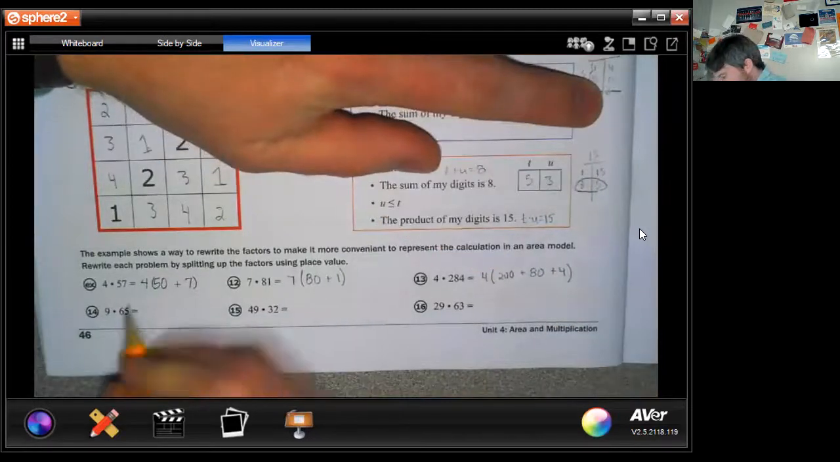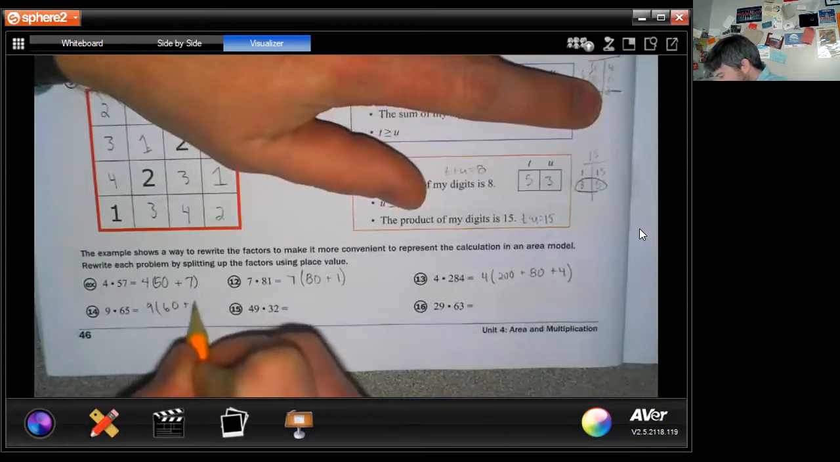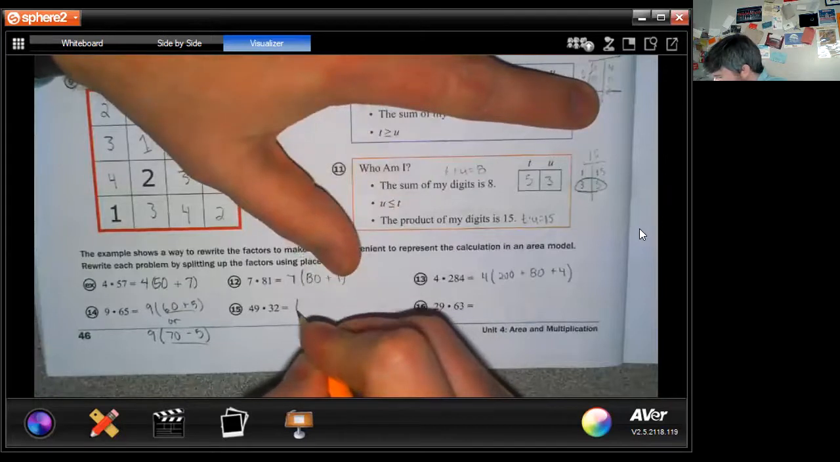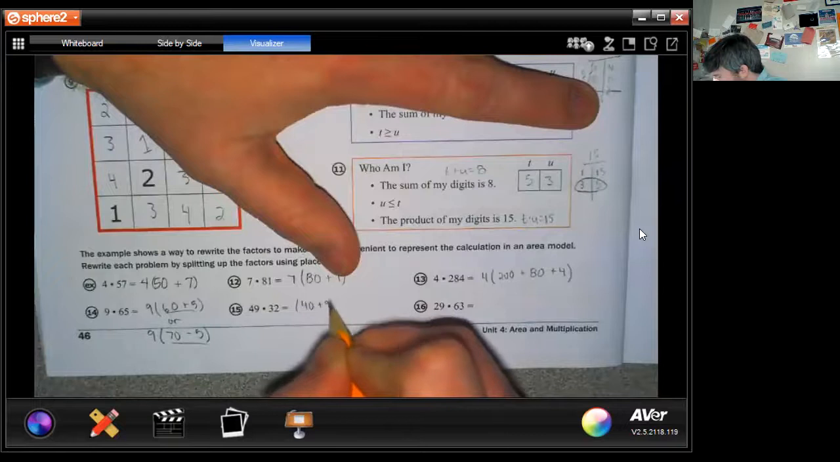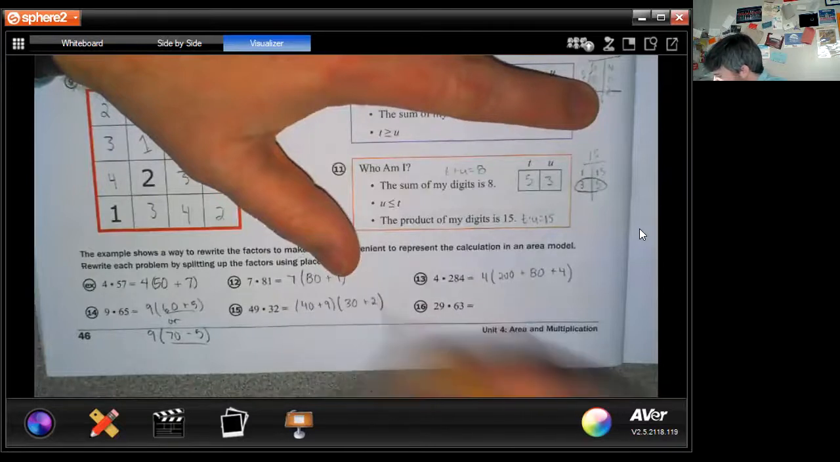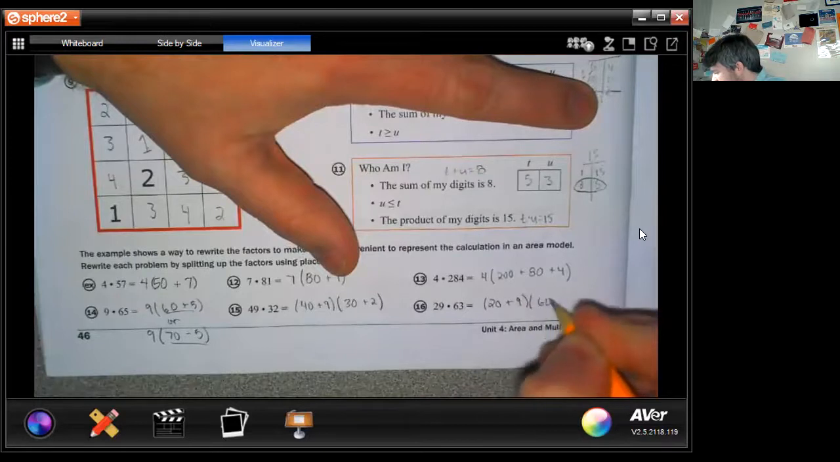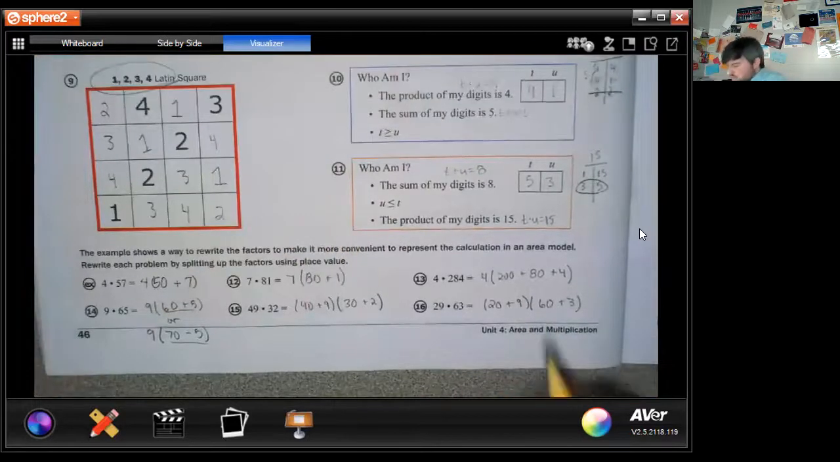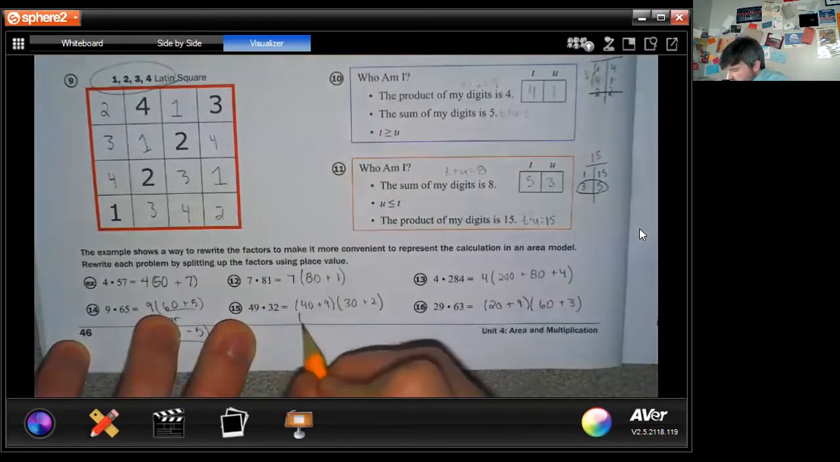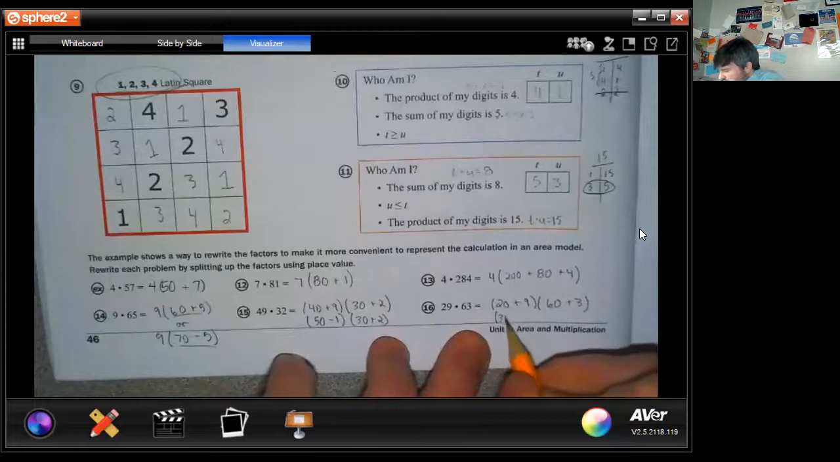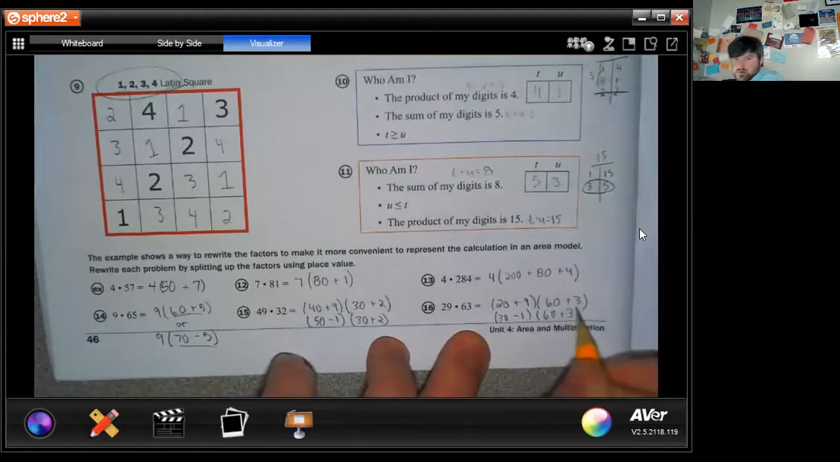Here, you could go 2 ways. We could say 9 times 60 plus 5, or you could say 9 times 70 minus 5. Either way, these two represent 65. Here maybe 40 plus 9 times 30 plus 2. Here maybe 20 plus 9 times 60 plus 3. Or you could do the subtraction on those as well. Maybe instead of 40 and 9, maybe you want to put 50 minus 1 times 30 plus 2. And over here, maybe you want to do 30 minus 1 times 60 plus 3. That's okay too.